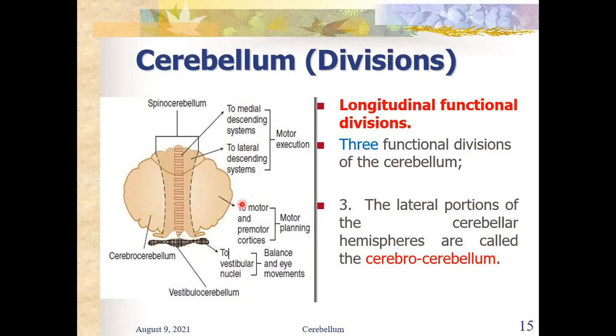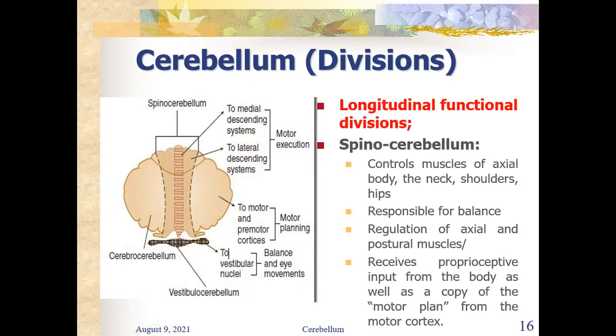You can see the connections of the lateral portions to the motor and premotor areas. It has connections with the motor and premotor cortices. It is involved in motor planning. So take note of the functional divisions of the cerebellum and their role in motor coordination, from the spinocerebellum to the vestibulocerebellum to the cerebrocerebellum.